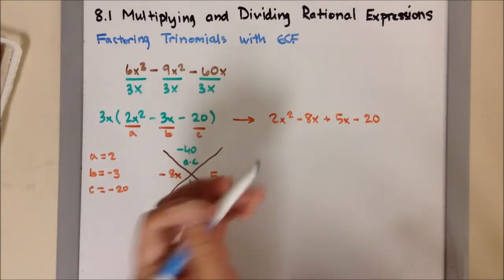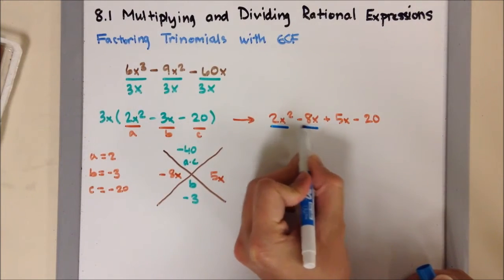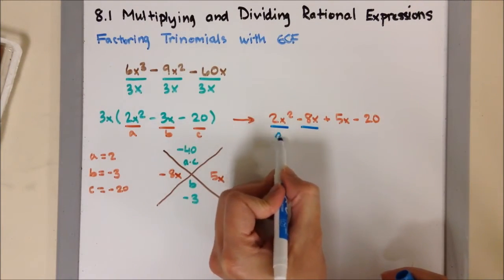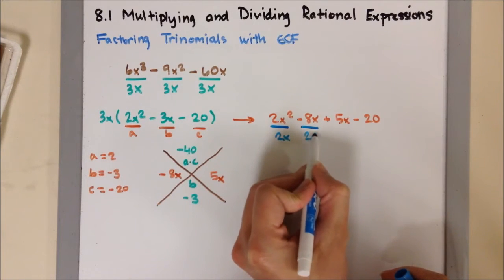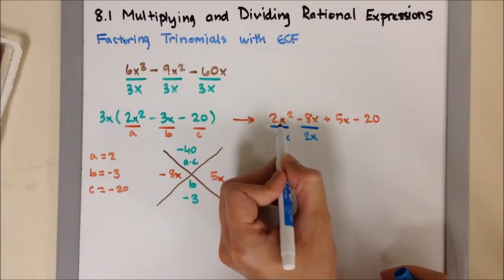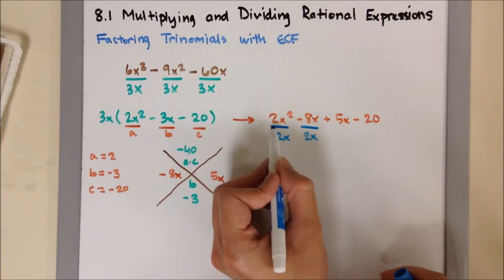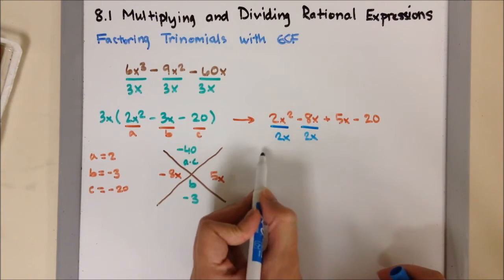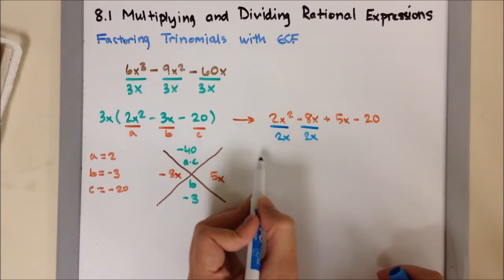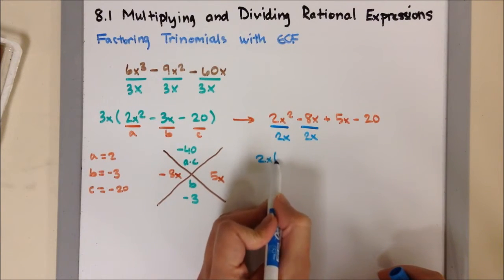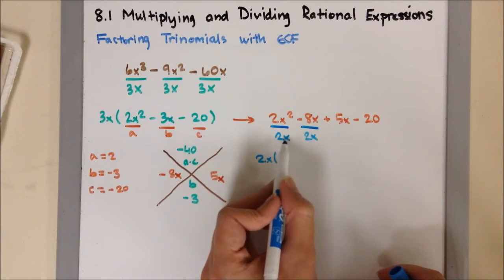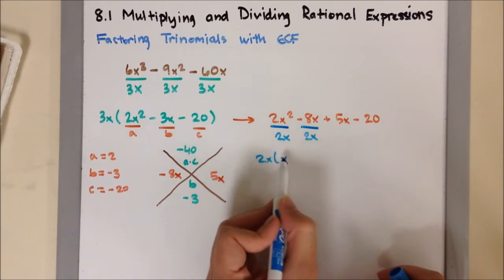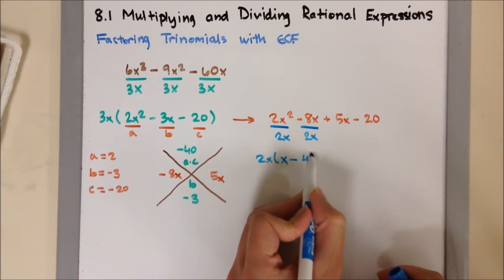So the left side, the common factor on the left side is 2 and the x, because they both have x and they have even numbers, the 2 and the 8, divisible by 2. So when you divide by 2x on these two terms, 2x squared divided by 2x is just x. Negative 8x divided by 2x would be negative 4, close parenthesis.